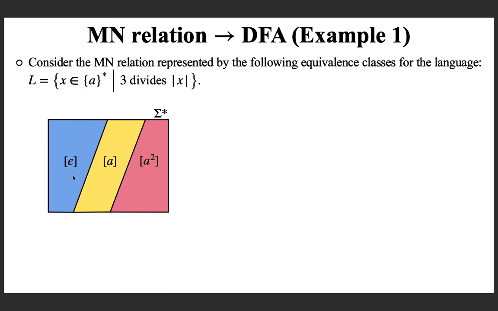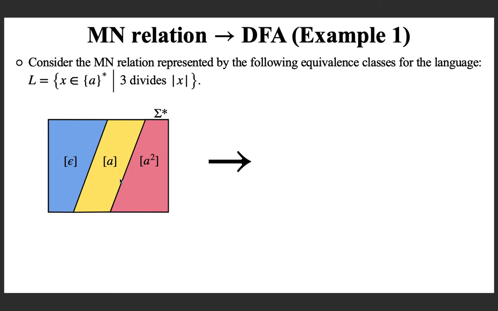This is the set of all strings on A whose length is divisible by 3. This is the set of all strings on A whose length when divided by 3 will give you 1 as the remainder, here 0 as the remainder, and here 2 as the remainder, and these are the 3 classes. Now the question is, given such a Myhill-Nerode relation for a language, how can you construct a DFA from this Myhill-Nerode relation?